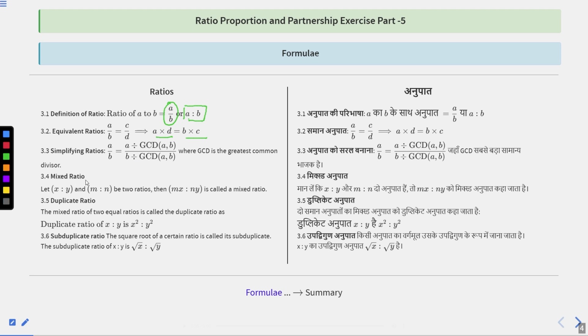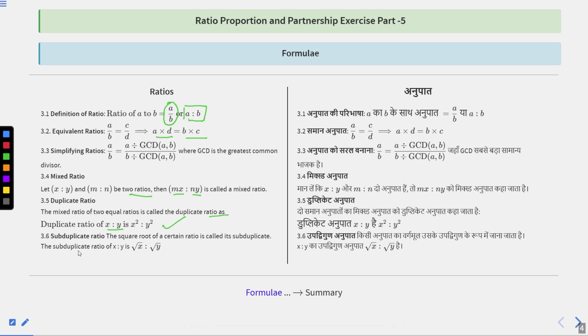Now mixed ratio. Let X ratio Y and M ratio N be two ratios. Then if we multiply them, MX ratio NY is called a mixed ratio. In the same way, duplicate ratio. The mixed ratio of two equal ratios is called the duplicate ratio. What does it mean? If we have X ratio Y, then X square ratio Y square is called duplicate ratio.